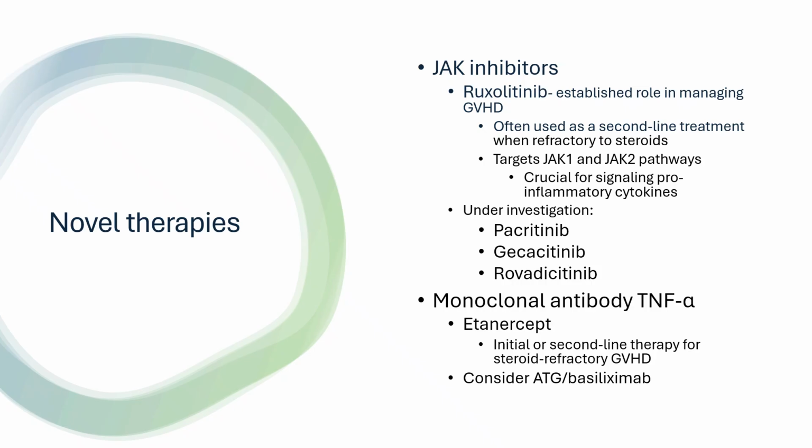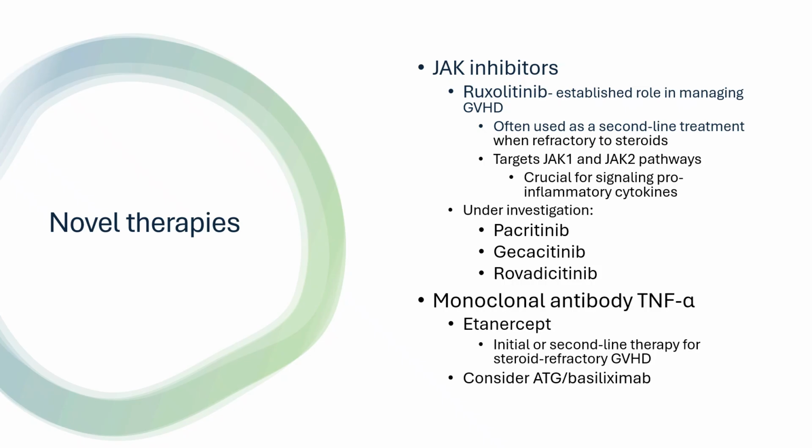Other novel therapies that have been out recently are JAK inhibitors. I have the first one listed there. It's established really in managing graft versus host. Again, most of these medications have started out in the bone marrow transplant world and have started to cross over. But this is often used as a second-line treatment when refractory to steroids. It targets the JAK1 and JAK2 pathways, and it's crucial for signaling the inflammatory cytokines. Those JAK1 and JAK2 pathways signal your inflammatory cytokines, and this is really shutting that pathway down. There are several other medications that are currently under investigation that we don't use quite yet, but might be seeing in the future that work very similarly.